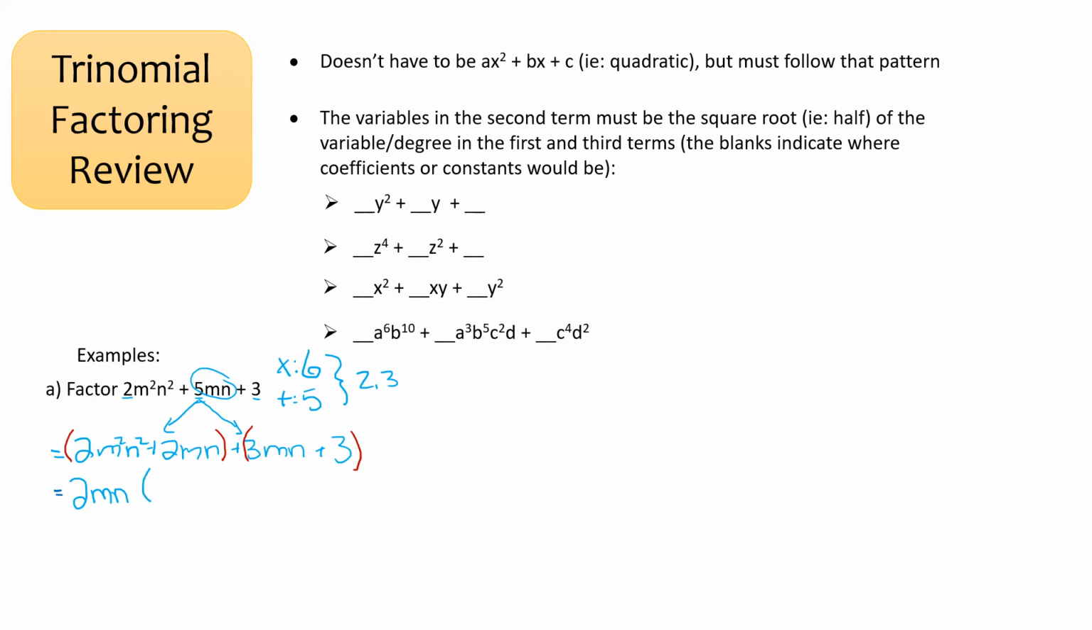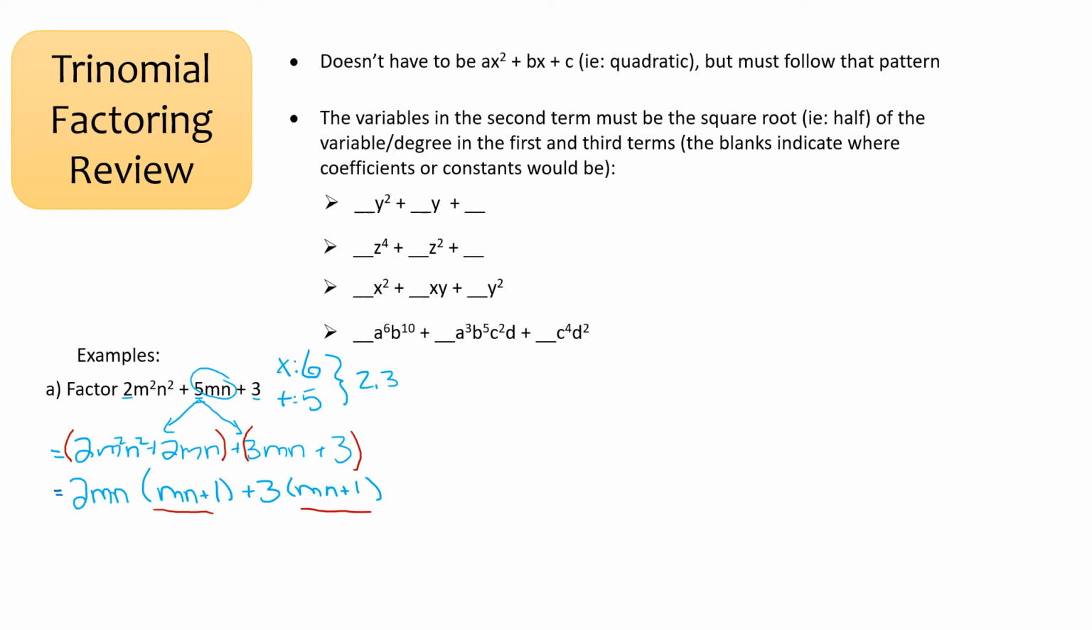That leaves me with mn plus 1. And what's the common factor in the second bracket? It's just a 3. And of course that will leave me with the same thing inside the brackets. That's the whole point here. If your brackets match, which they do, it means you did it correctly. Those brackets, we write them once.